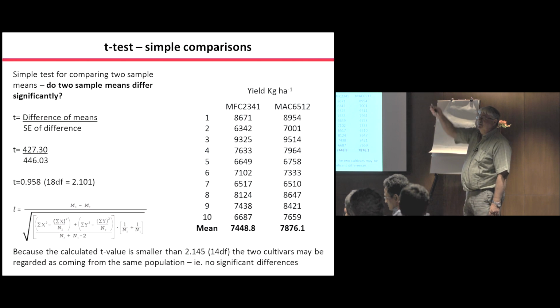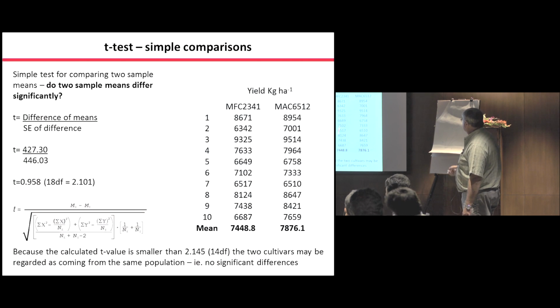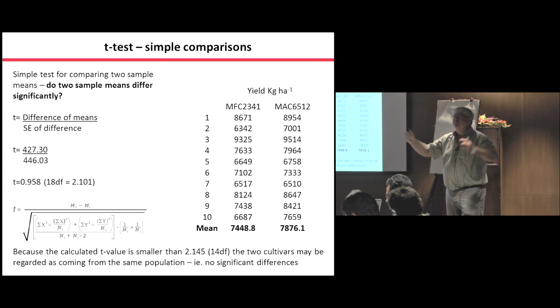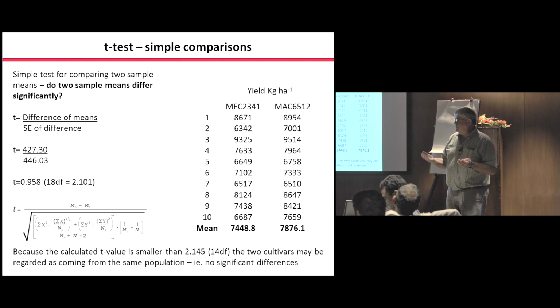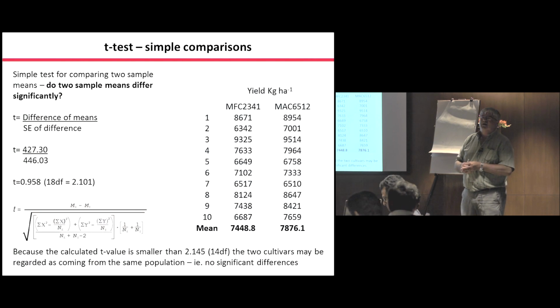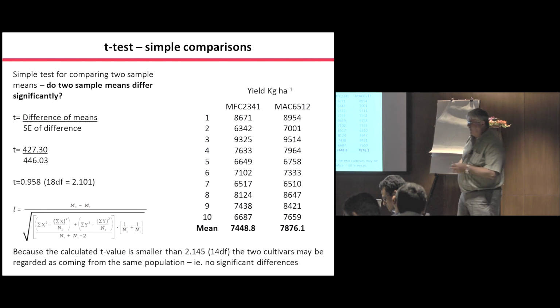The t-test is a very simple test to do if you want to compare two temperatures, as you asked, or two cultivars, or I have two fields, one treated with something and the other treated with something else, and I want to know if those two treatments had an effect. It's probably the most basic statistical test that we can do.